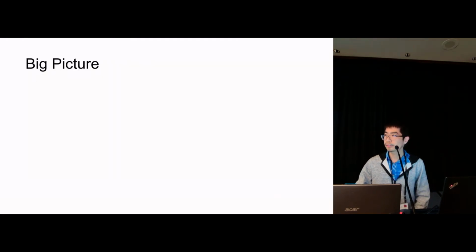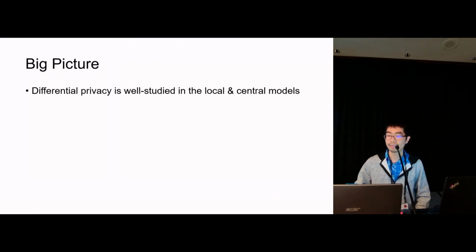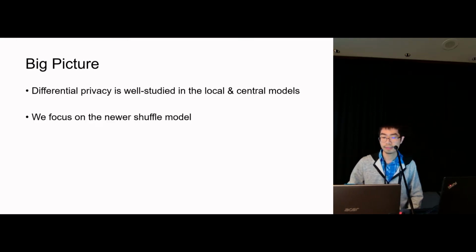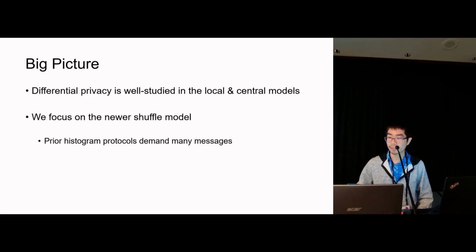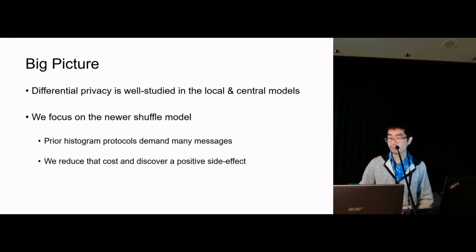So what's the big picture of this talk? Well, DP is well studied in local and central models, but today we're going to focus on the newer shuffle model. In this model, earlier protocols for histograms demanded many messages from users. Our work reduces that cost, and we discover a neat side effect of that reduction.